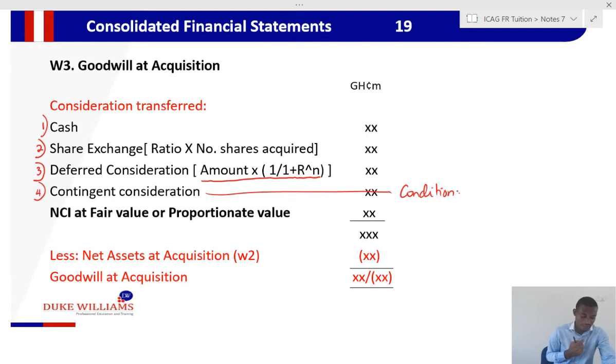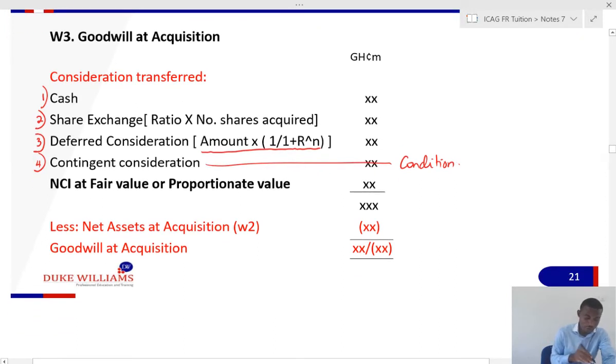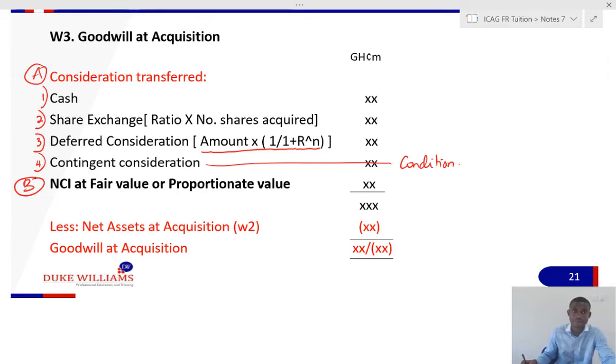Now, the next point of the calculation is to look at the fair value. So if we say this is A, consideration, then B is the fair value of NCI, or we are using proportionate value of NCI. And fair value is making reference to the market value of the NCI. Proportionate value is where we take a portion of only the net assets. Now, this plus this, like I've said, gives you the market value of the subsidiary.